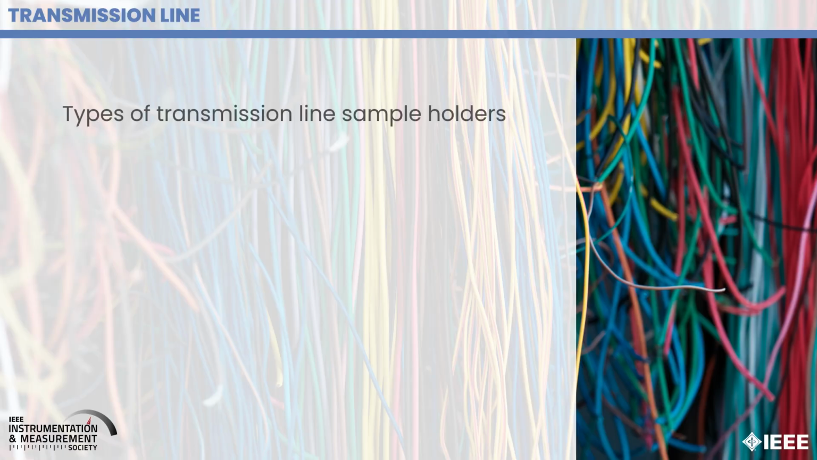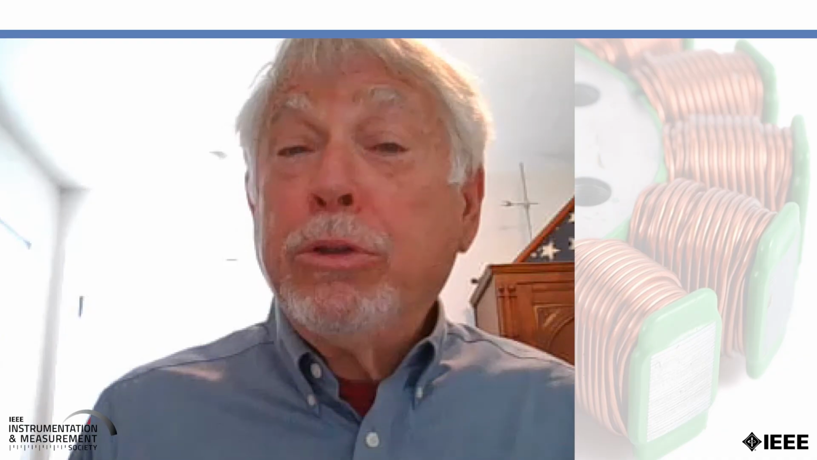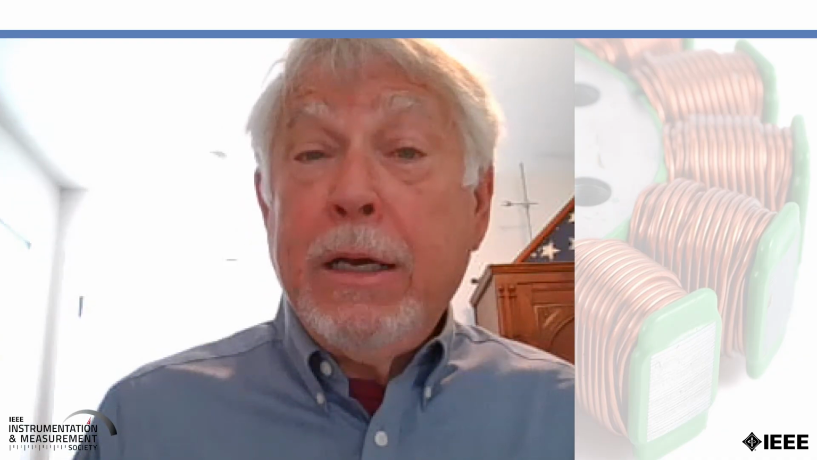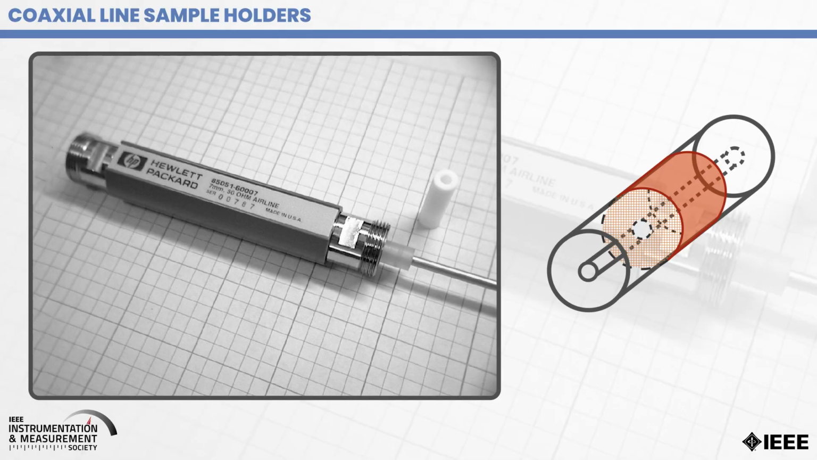The most common sample holders used for these measurements are coaxial, waveguide, and free space. A coaxial sample holder is an airline. To make the measurement, the material is machined so it fits between the inner and outer conductors of the airline. Once this is done, it can be connected to the network analyzer and S parameter measurements can be made.